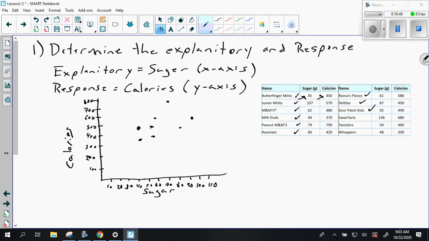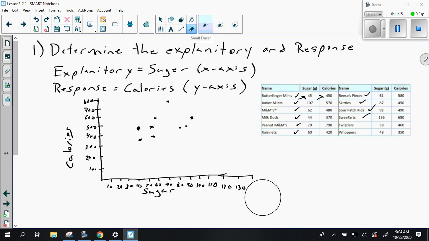And Skittles 87, 450, right about there. Sour Patch Kids 92, 490, something like that. Sweet Tarts 136. Oh, we needed to go a little higher on our x-axis. 120, 130, 140. I was looking at the other value of 107 when I was determining that. It's a good thing I was able to extend it out. All right, so 136, 680, maybe somewhere right about there.